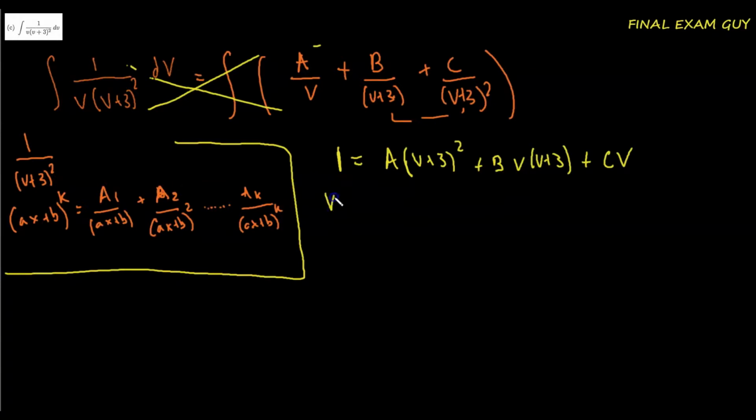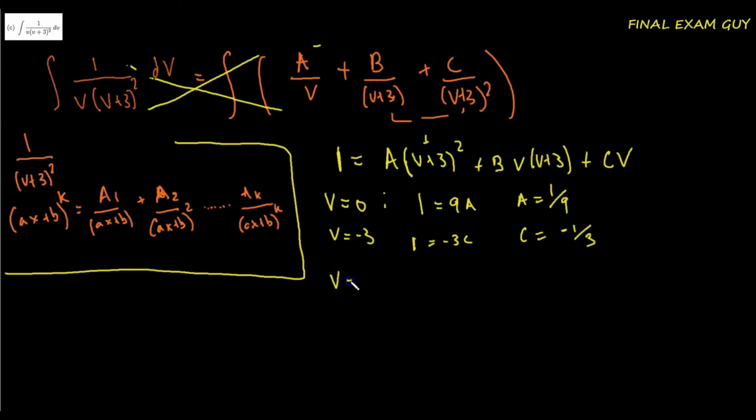So for example, if we set v equal to 0, this here would become 9, this whole term would go to 0, and this whole term will go to 0, so we'd get 1 is equal to 9A, and we realize that A is equal to 1 over 9. Say we picked v equal to -3, because we pick it so that this term can go to 0. This term also goes to 0, so we get 1 is equal to -3C, and we know that C is equal to -1/3.